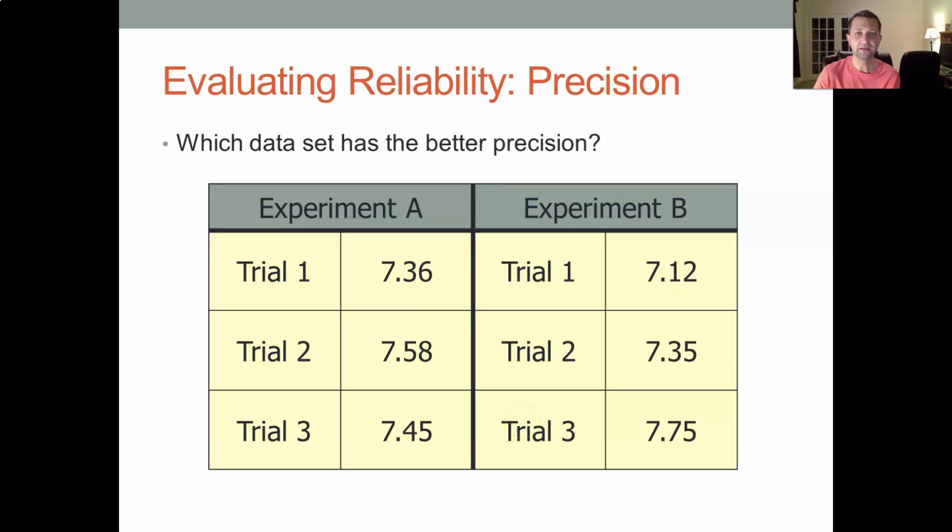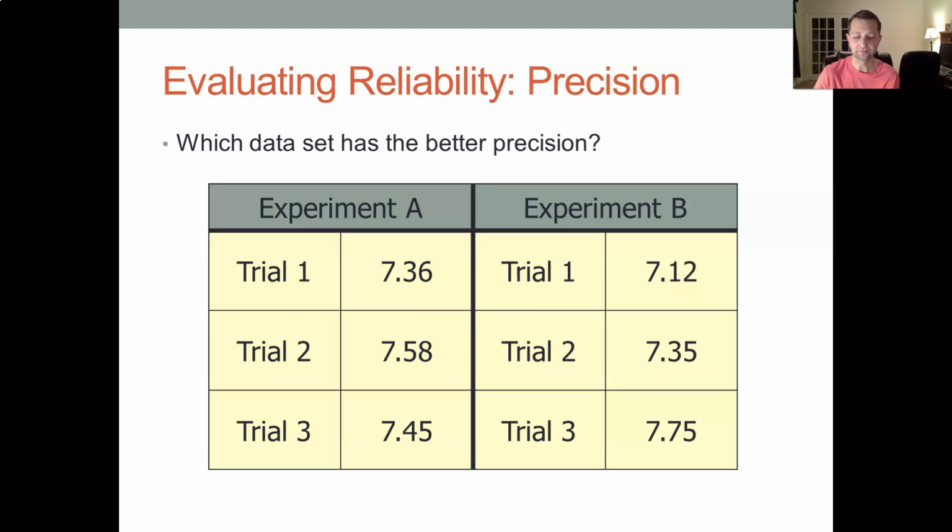Sometimes you can take a look at precision just by looking at two data sets and looking at the numbers that you're given here and seeing which one has the better precision. So take a second and look at these two experiments, A and B, 3 trials each. Which data set has the better precision? Figure out which one has the better precision, think about why, and then we'll go over it in a second.